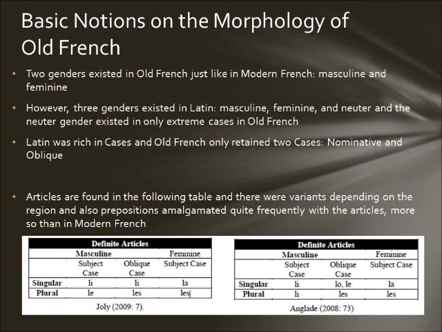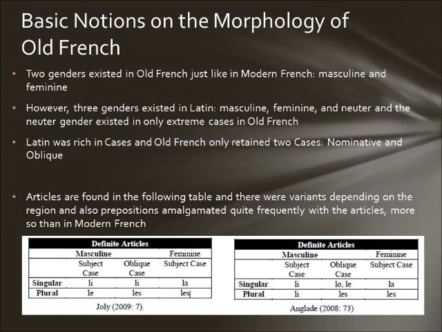And if we look a little bit now at the morphology of Old French, Latin consisted of three genders, masculine, feminine, and neuter, and only two genders actually exist in Old French, just like in modern French, the masculine and feminine. However, as I said, there were three genders in Latin, including the neuter, but the neuter did exist in only a few rare extreme cases in Old French. And Latin was rich in cases, and Old French actually retained two of these cases. They retained the nominative and the oblique.